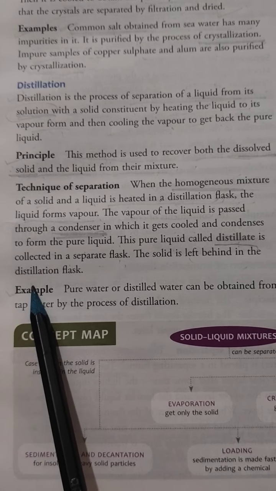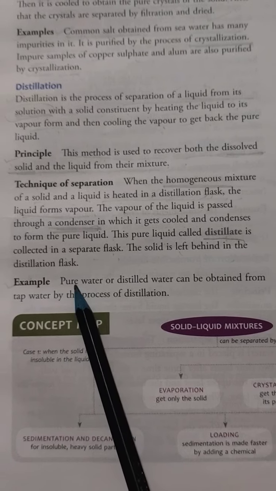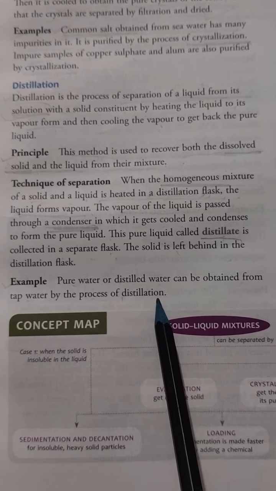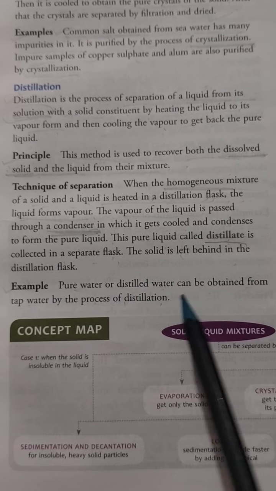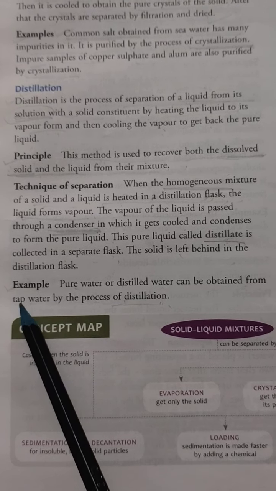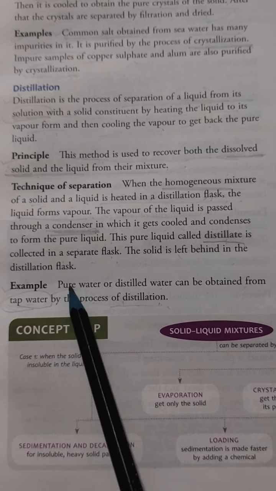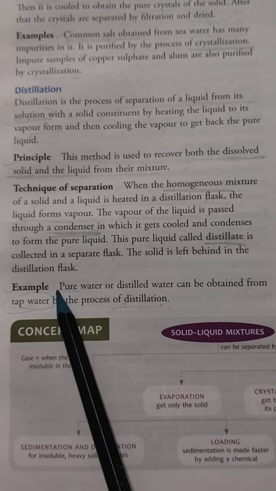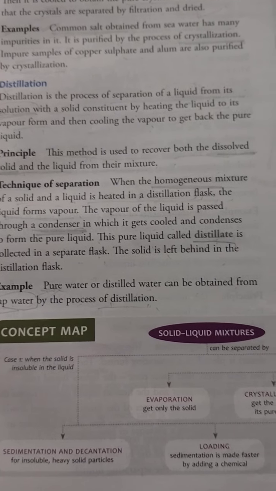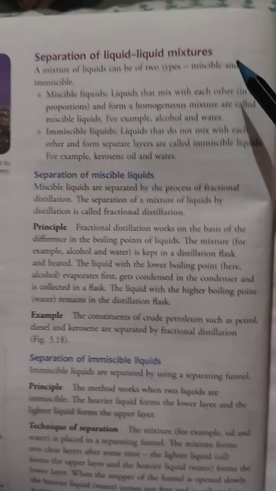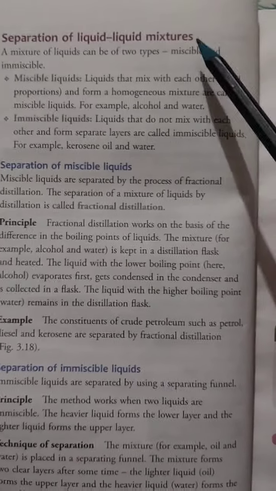The example of this distillation process could be that pure water or distilled water can be obtained from tap water by the process of distillation. This distillation process is used to purify tap water. We distill tap water to change it into pure water so that it can be used for drinking. Now the next topic is separation of liquid-liquid mixture.